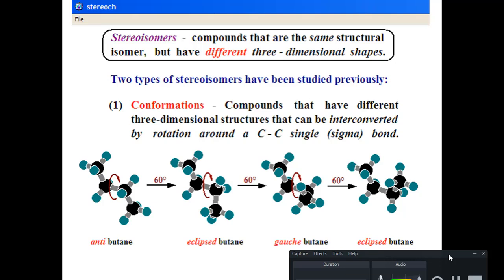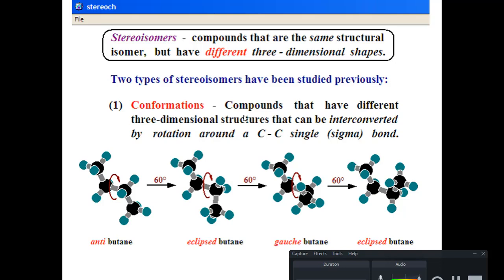Okay, we've talked a little bit about different stereoisomers, and I want to go back and review that before we move on to a different kind of stereoisomerism. Remember, the basic definition of stereoisomers is that they are compounds that are the same structural isomer, but they have different three-dimensional shapes. So they are connected in exactly the same way, but they have different three-dimensional shapes.